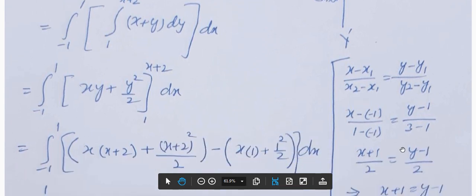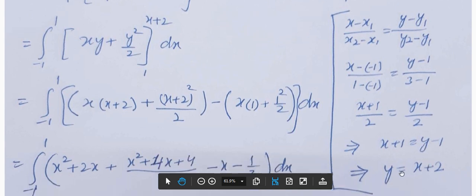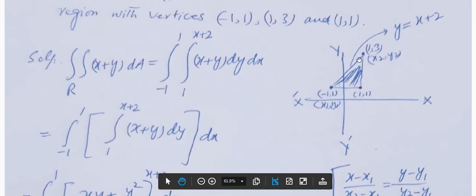So this will be x plus 1 over 1 plus 1, which is 2, equal to y minus 1 over 3 minus 1, which is 2, and you can simplify this further. So this 2 and this 2 will cancel, so we will have x plus 1 equal to y minus 1, or you can write y is equal to x plus 2, because this minus 1 you can take to the other side. So y is equal to x plus 2. So this is your equation of the line.